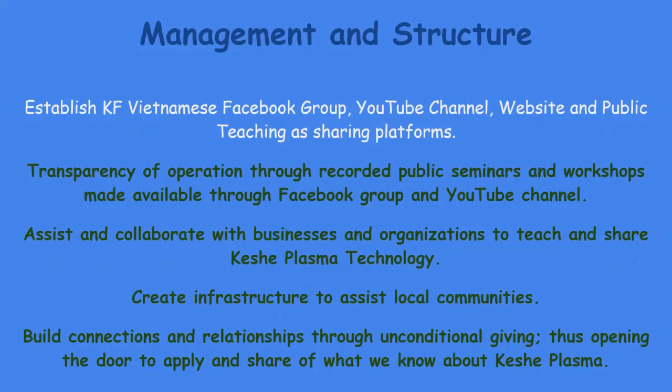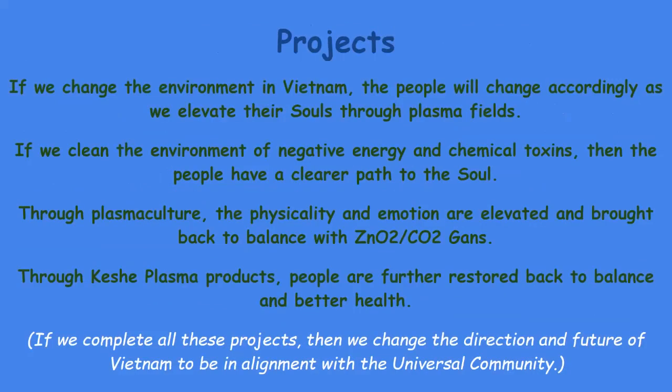If we change the environment in Vietnam, the people will change accordingly as we elevate the souls through plasma fields. If we clean the environment of negative energy and chemical toxins, then the people can have a clearer path to the soul. Through plasma culture, the physicality and emotion are elevated and brought back to balance with zinc CO2 GANS. Through Keshe Plasma products, people are further restored back to balance and better health. If we complete all these projects, then we change the direction and future of Vietnam to be in alignment with the universal community.